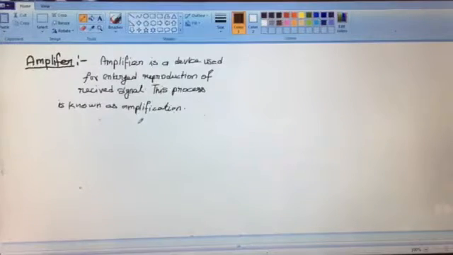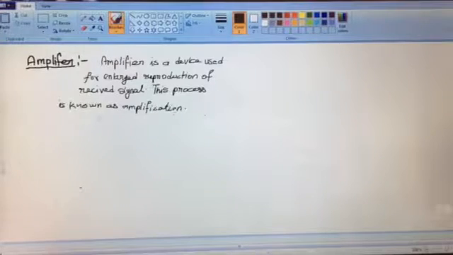Here we have used the words enlarged reproduction. What is enlarged reproduction? Enlarged reproduction means an increment in the magnitude of the signal, and this is the reproduction. That means it is not generating a signal of high amplitude, but it is developing a signal with the help of another signal. That means a signal is being modified. So that's why here we have used the words enlarged reproduction of the received signal.